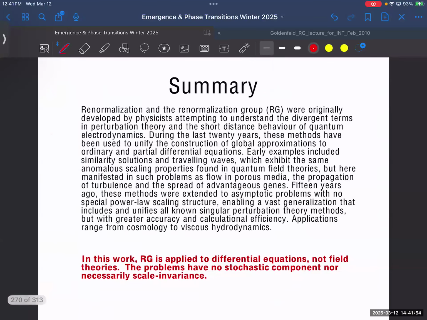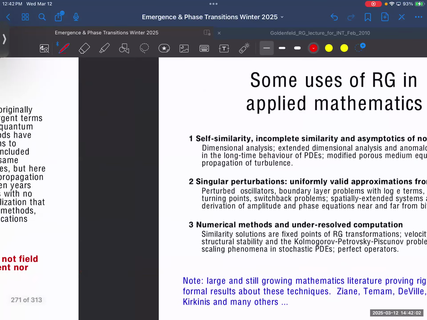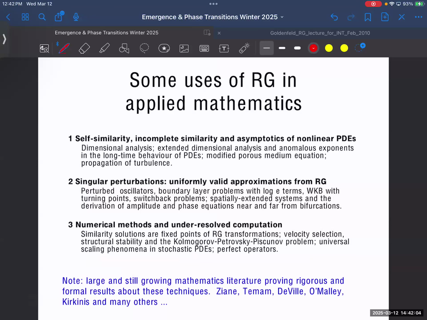Okay. So we're going to talk about differential equations, not field theories. Nothing is stochastic, and we don't even have scale invariance. Although the one example I'm going to show you actually does have scale invariance. So here's a kind of overview of what one can do. I'm going to talk about self-similarity and nonlinear partial differential equations. I'm going to give you an example of that, and we will work through it.